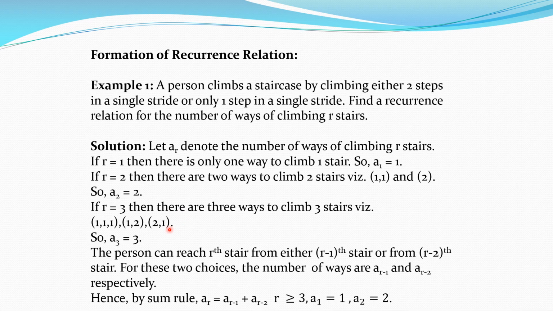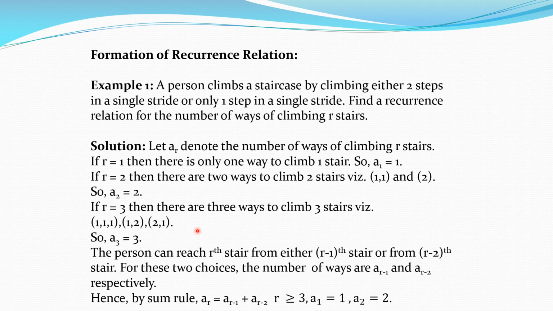The first way is he will go on the first step, then the second step and then the third step, which is written as 1, 1, 1. Another way, he will go on the first step and then directly on the third step, so 1, 2. Another way is first he will climb two steps in a single stride, that means he will go on the second step, and after that one step in a single stride, so it is 2, 1. So these are three different ways to climb 3 stairs. So a3 equals 3.